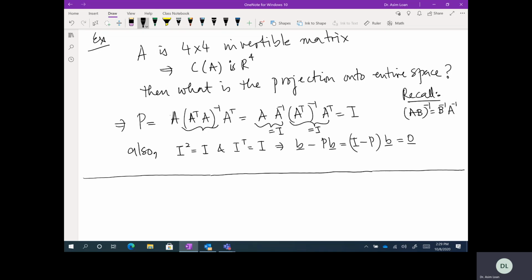And there is one more article left in this chapter, which is on orthogonal basis and how to orthogonalize independent vectors. So we'll look at this problem in the next lecture.